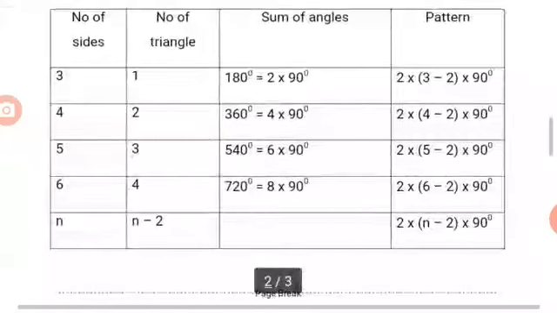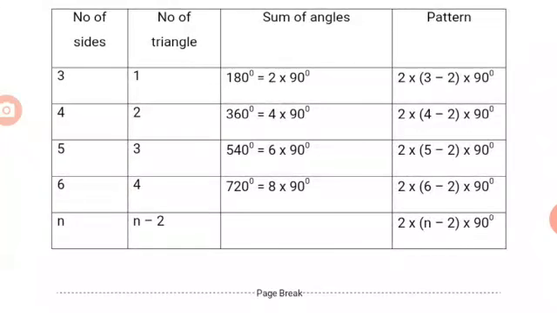Are we together? So if it has 6 sides, it will have 4 triangles. When we multiply 4 by 180, it will give us 720 degrees, which is equal to 8 times 90 degrees, that is, 8 right angles. So if it has n sides, it will be n minus 2 triangles. Is that clear? So these are the things that we want to discuss today.